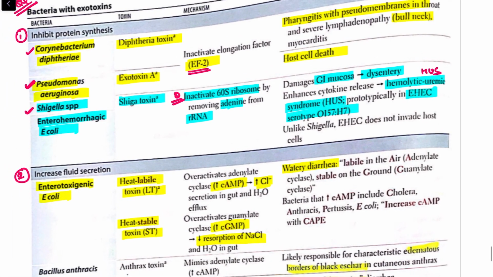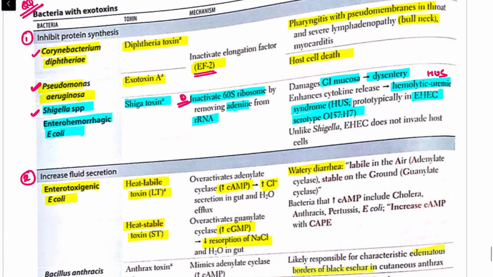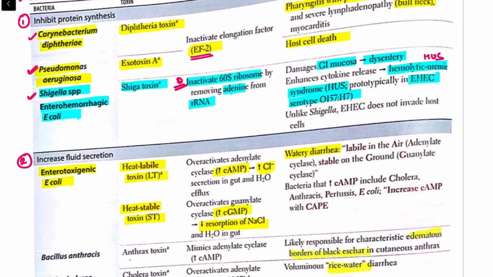This is important. Remember, labile in the air. Then next, Bacillus anthracis, anthrax toxin. It mimics adenylate cyclase and increases cAMP, and is likely responsible for the characteristic edematous borders of the black eschar in cutaneous anthrax. Next is Vibrio cholerae, cholera toxin. It also overactivates cAMP by permanently activating the Gs subunit and leads to voluminous watery diarrhea. So which ones increase fluid secretion? ETEC, Bacillus anthracis and Vibrio cholerae.